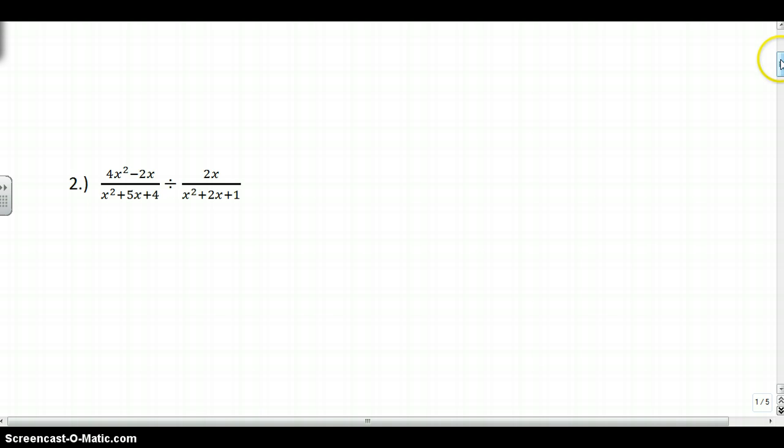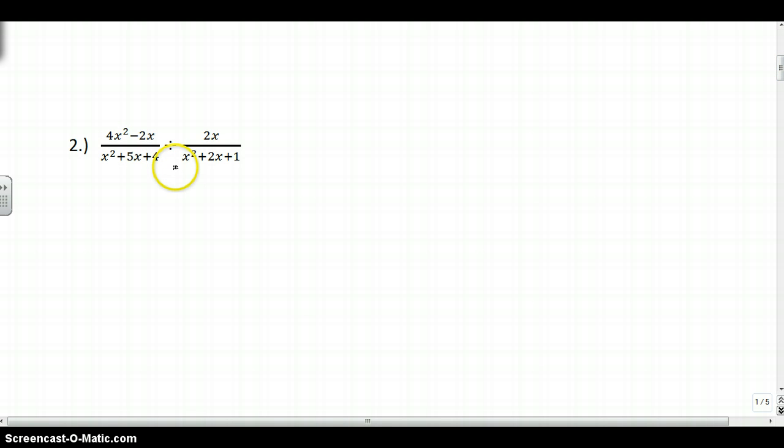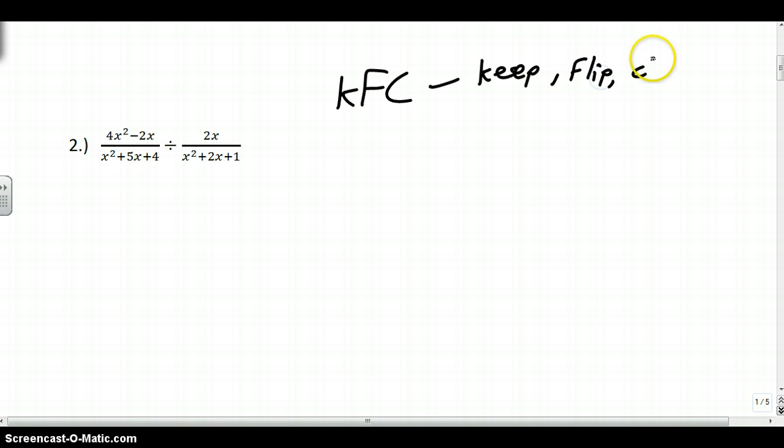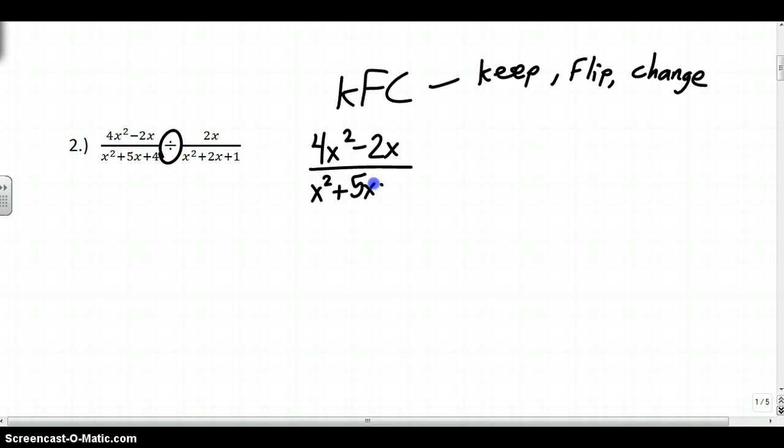Number 2, same way, only this is a division problem, so I know I'm going to have to do the KFC method. Makes you think of chicken. The keep, flip, change. Anytime you see divide, think KFC. Keep the first fraction. So it's still 4x squared minus 2x over x squared plus 5x plus 4. Flip the second fraction. So now it's x squared plus 2x plus 1 over 2x. And change it to a multiplication problem.